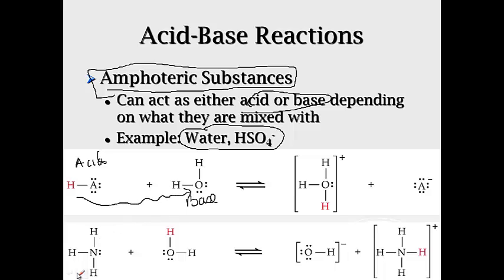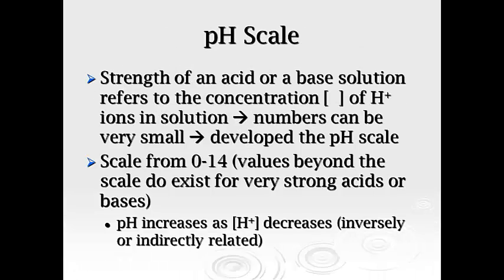And then in this substance here is ammonia. So here is a base, and you have water acting as an acid that this time is going to donate its hydrogen ion. Okay, so particularly because water has both hydrogen and hydroxide in it, it can act as either one, and that comes in handy. So that's what's called an amphoteric substance.